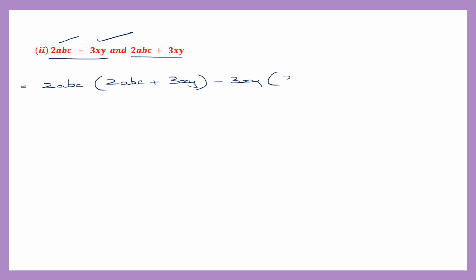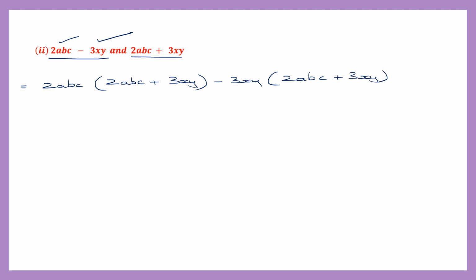Question 2. So here also we have a binomial and a binomial. So let's take only the first term of the first binomial, 2abc, and multiply it with the second binomial fully, 2abc plus 3xy. Now let's take the second term of the first binomial, minus 3xy, and let's multiply it with the whole of the second binomial, 2abc plus 3xy.